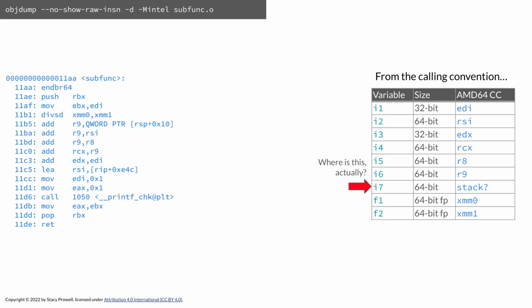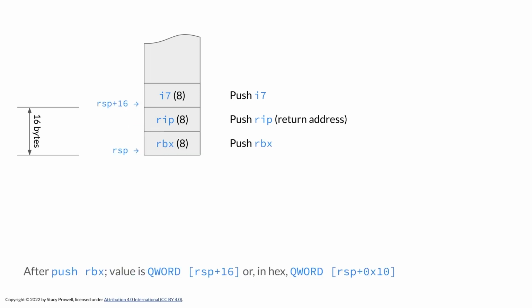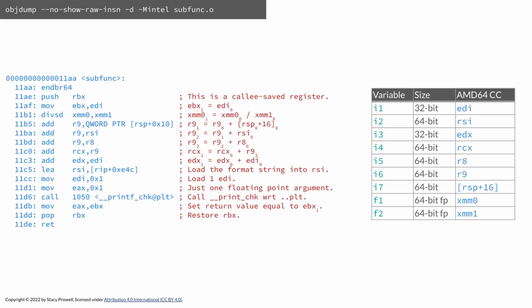I'd like to know where I7 is in reality. So let's think. Here's the initial stack before the call. I push I7 because I need it to be on the stack for the call. Then I do the call. That's going to push RIP, the return address, onto the stack. Then I'm going to push RBX, because I do that in my code. And so now I7 is at RSP plus 16. So that's how I'm going to get it.